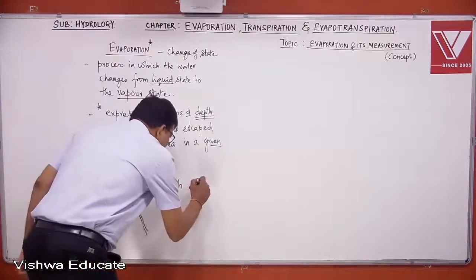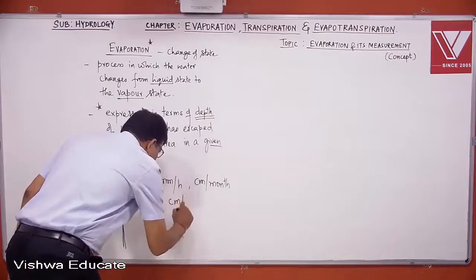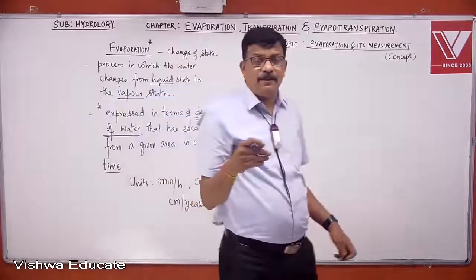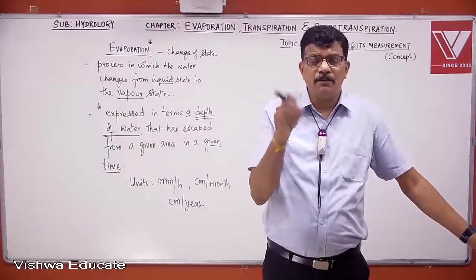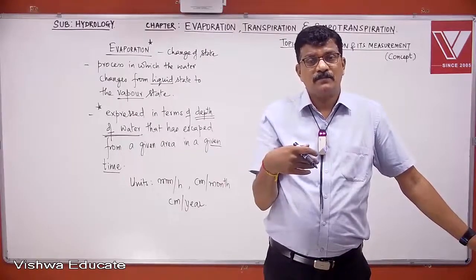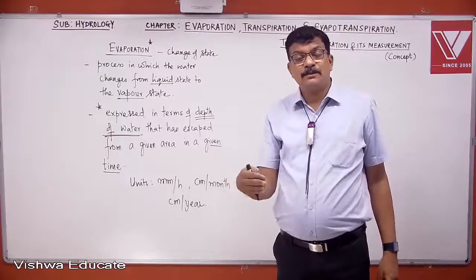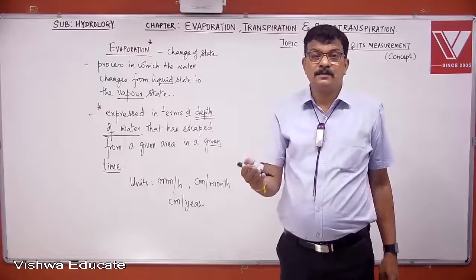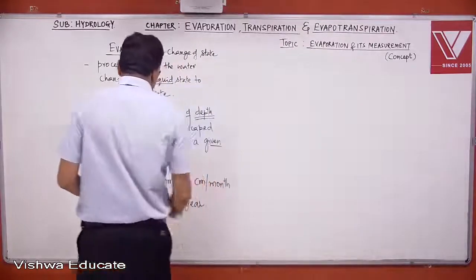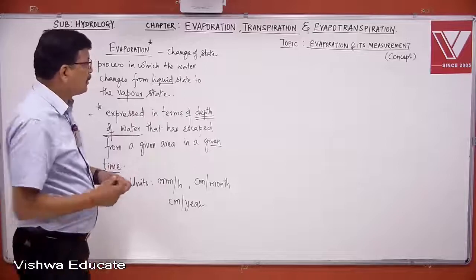So when you say per unit time, the units of evaporation can be millimeters per hour, or it might be centimeters per month, or centimeters per year. Since the rate of evaporation is very, very small compared to the intensity of rainfall, right? So the appropriate units would be millimeters per day, millimeters per month, millimeters per year, because it's a slow process basically. That is the understanding of evaporation for a student of water resources or in particular hydrology.